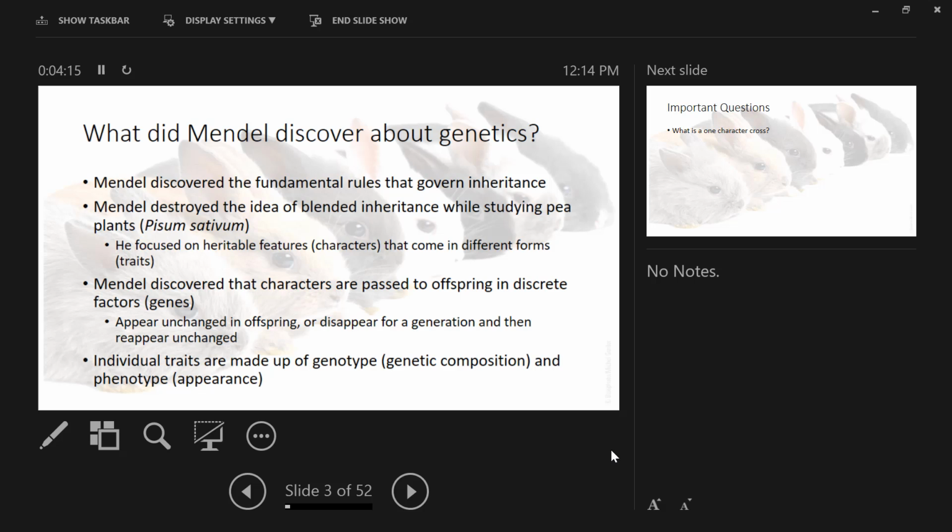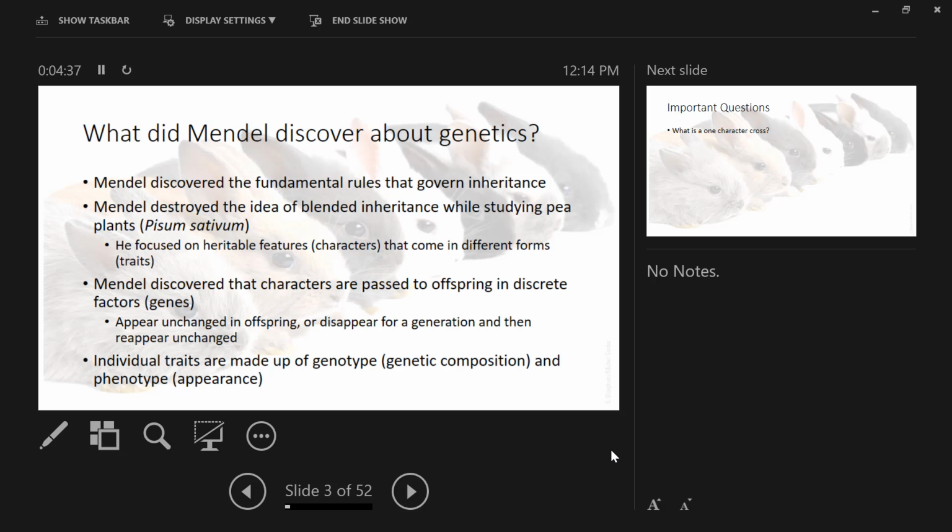Okay, and so he discovered basically that these characters pass from parent to offspring in discrete factors. They don't get blended. They don't get changed, but they oftentimes disappear in that first generation, in that F1. And we see that right here, right?